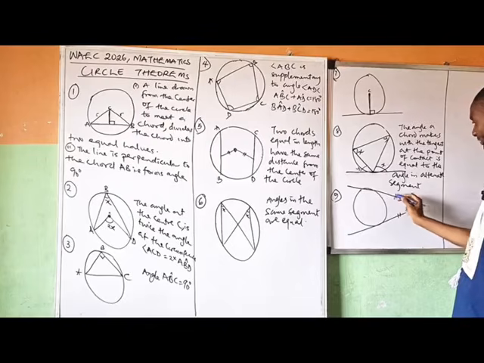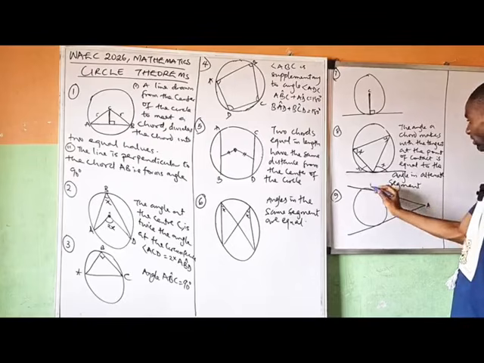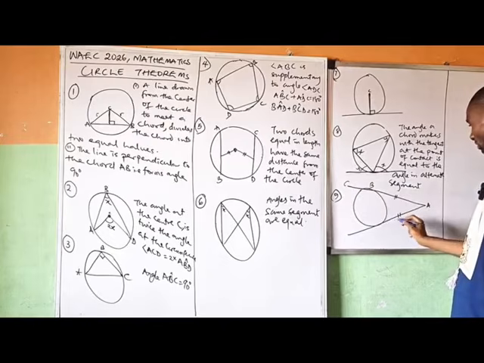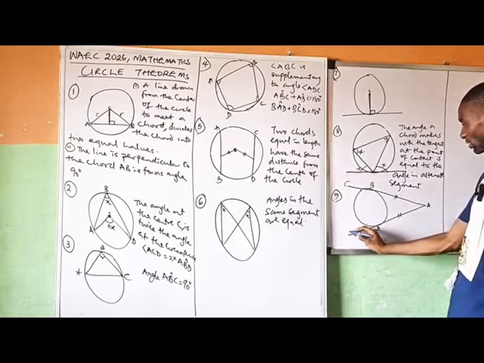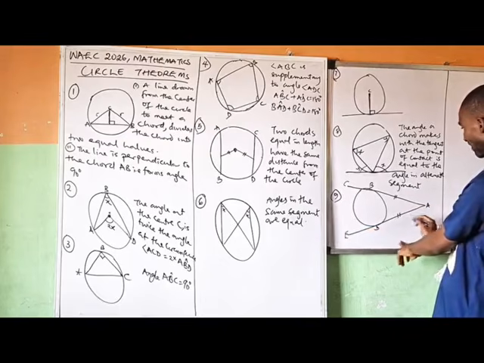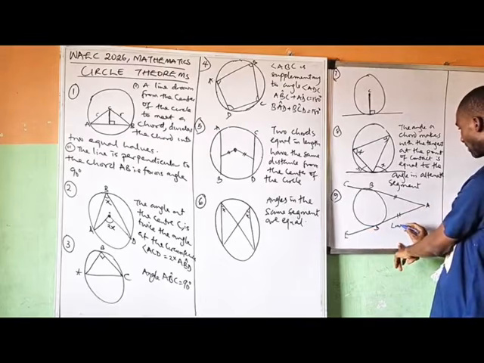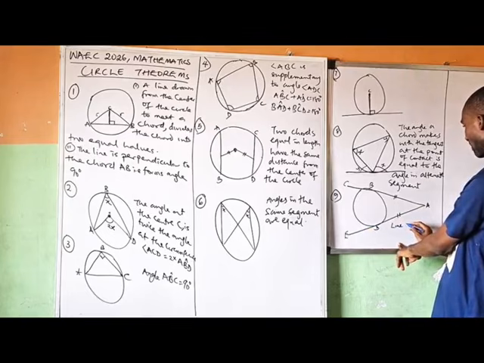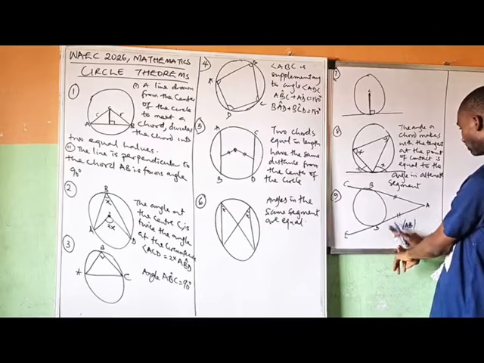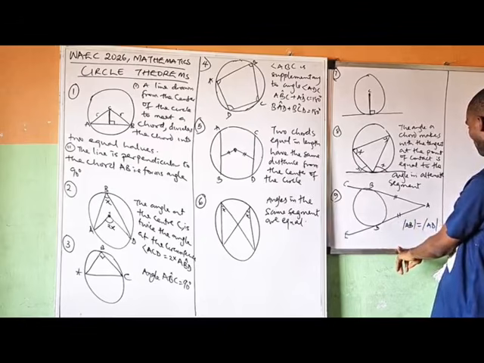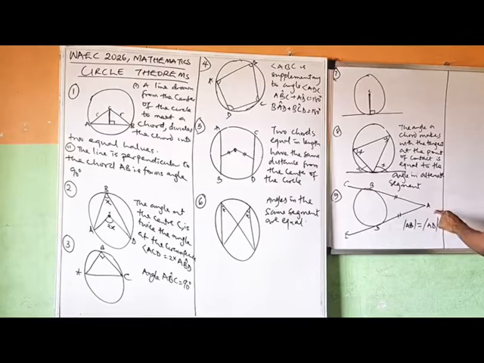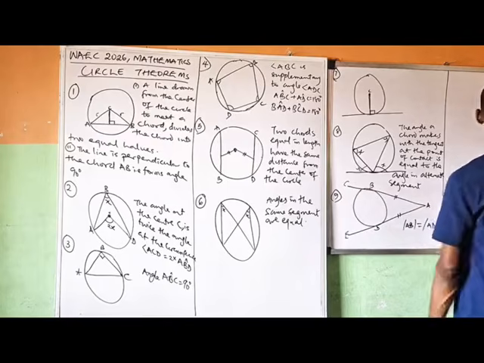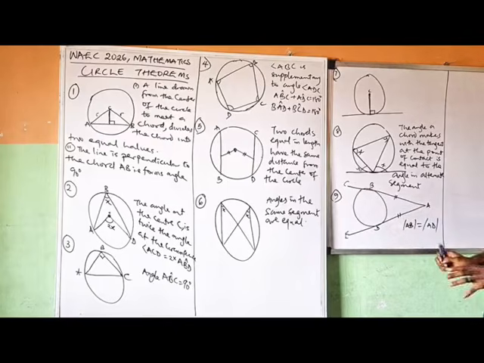So if here is A, B, C, then D, E. It means that the line AB is equal to line AD. So the distance from here to here is equal to the distance from here to here. That is what the rule says. Now we already have 9.